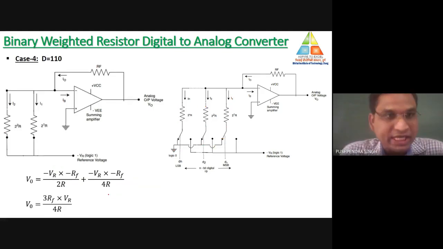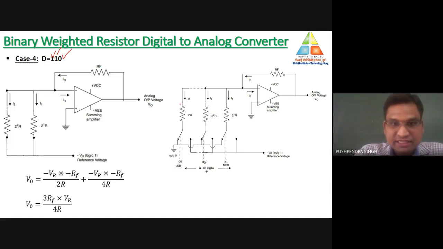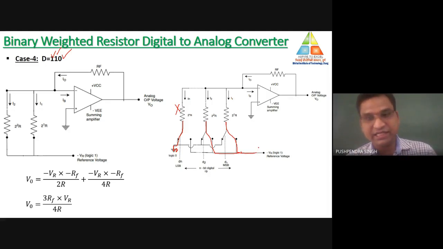Now take one more case. So here the bit positions MSB and intermediate are equal to 1 and only the LSB bit is equal to 0. That means this will not be part of the final circuit. Why? Because it will be connected to ground, but this one is connected to the reference voltage source, and this terminal will also be connected to the reference voltage source. That means two resistances are connected to the reference voltage source.